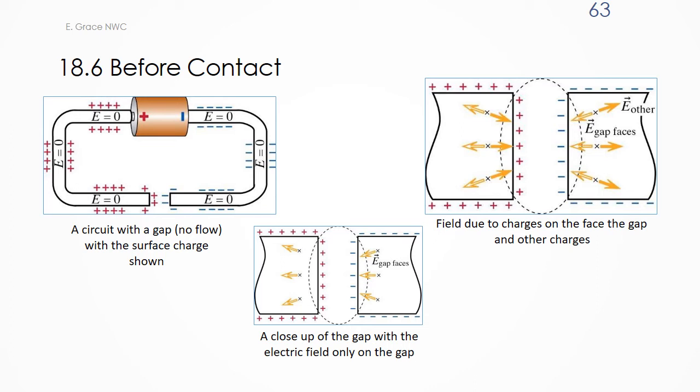And if we look at the gap in between the two, then you can see that you're going to have the electric field pointing towards the negative, and then you're going to have a little electric field from the other side going the other direction, and the opposite on the positive side. So these are the fields due to the charges on the face of the gap. And so you can see the charge distribution. You'd have a bunch of positive charges here on the left-hand side of the wire and a bunch of negative charges on the right-hand side of the wire, looking at that gap.